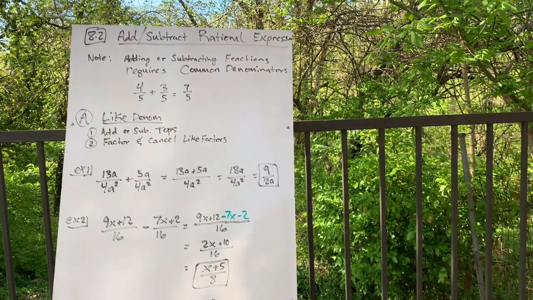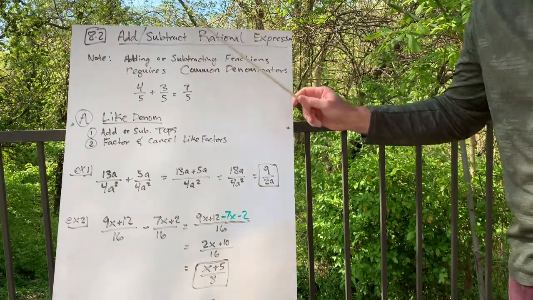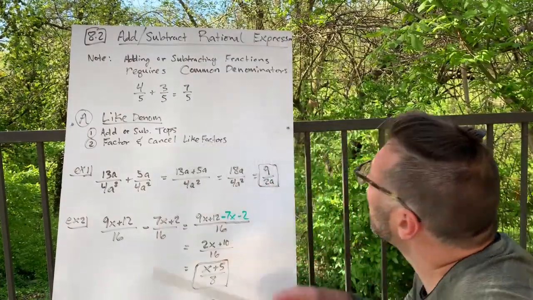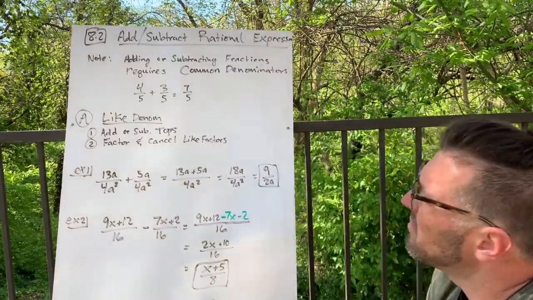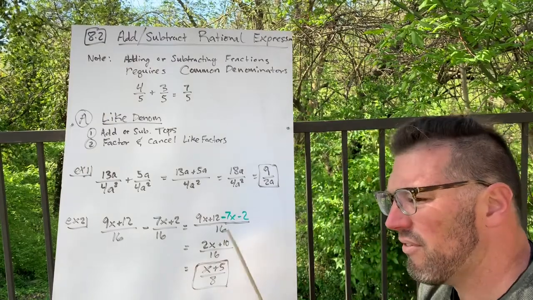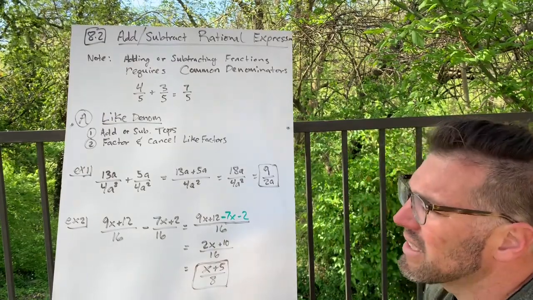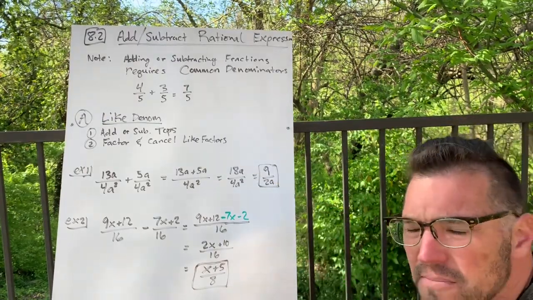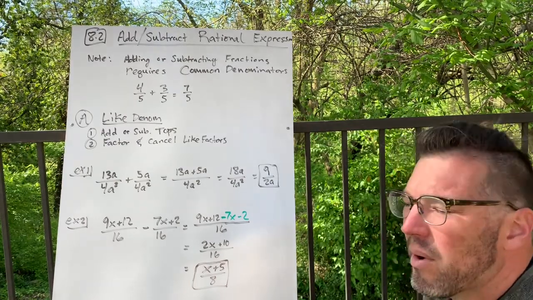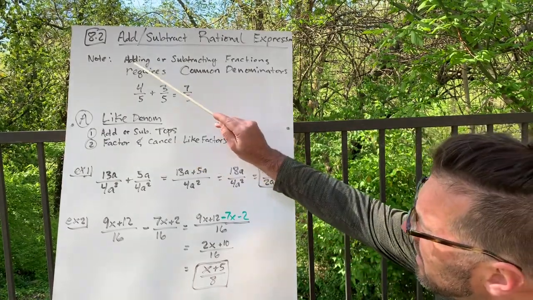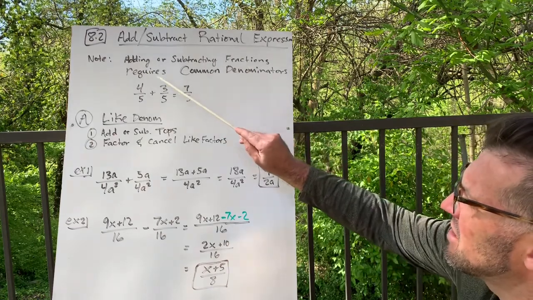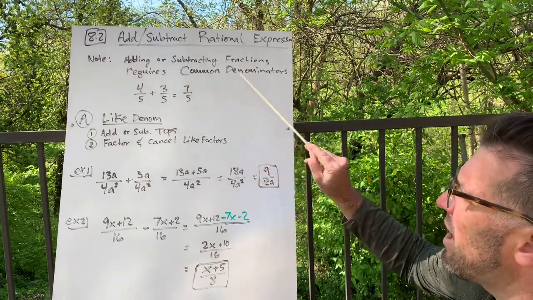Okay, 8.2. Now we're talking about adding and subtracting rational expressions. The stuff from simplifying still applies. We just have to do some steps that are different when we add or subtract. Namely, when you add or subtract fractions, to combine them, it requires a common denominator.